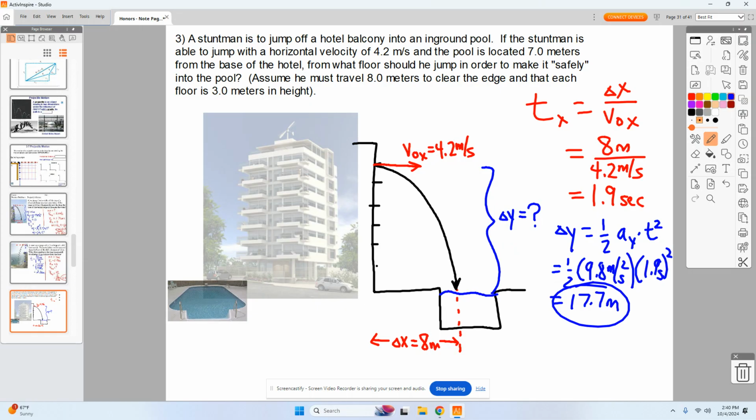Based on the information that you see here, he's got to travel 8 meters, he jumps at this speed, and each floor is 3 meters tall. This room is almost 3 meters tall, right? So this is like a standard hotel. From what floor must the stuntman jump in order to make it safely into the pool?